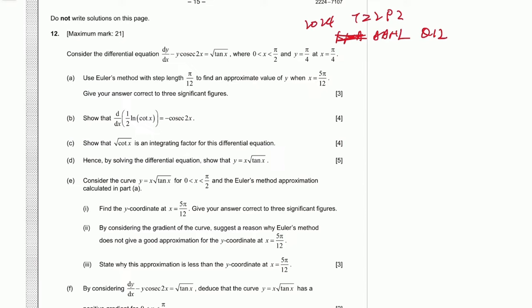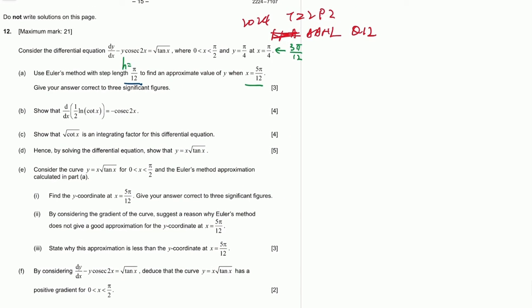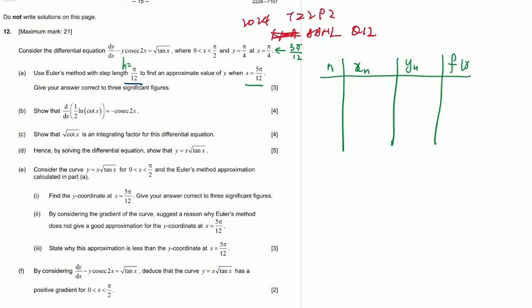Do an Euler method. So step size is pi over 12, so h is pi over 12. We start when x is pi over 4 and we end at 5 pi over 12, which means 2 steps. I guess I can do that. So n, xn, yn, and f(xn, yn). That's how I usually do it. f really means dy/dx.